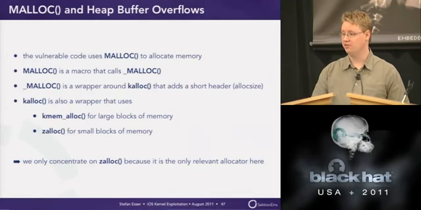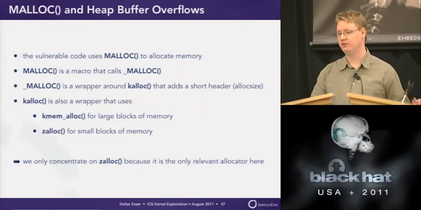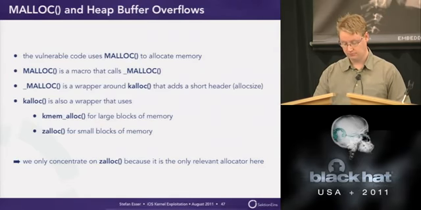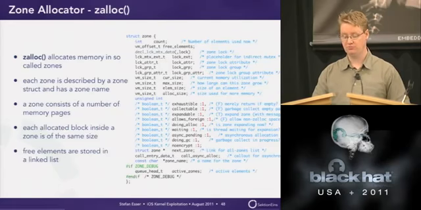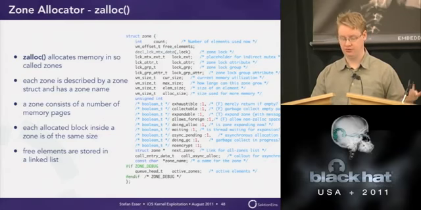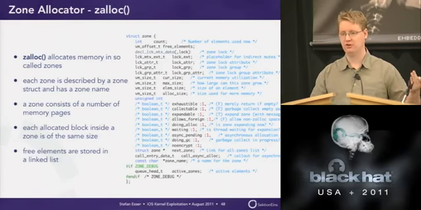And kalloc itself is again a wrapper around two different allocators, the kmem allocator and the zone allocator, zalloc. One of them is used for large blocks, and the other one is used for small blocks. We are only interested in the small blocks right now, so we don't care about the other one. So zalloc is a zone allocator, which means the memory is divided into zones.